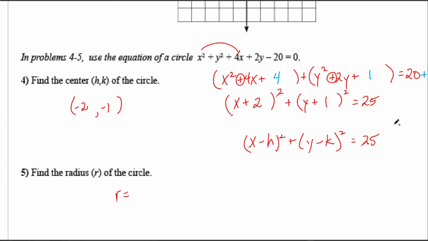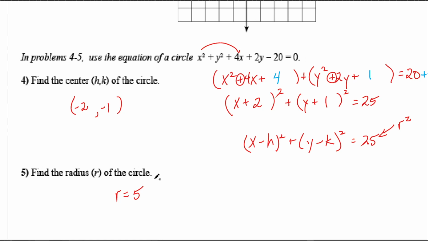And the radius, that's easy. It's not 25, because what is the 25? That's equal to what? R squared. So what's R going to be? Is it going to be plus or minus 5? No, because it's a radius, it's a length. Do we have a negative length? No, we don't.